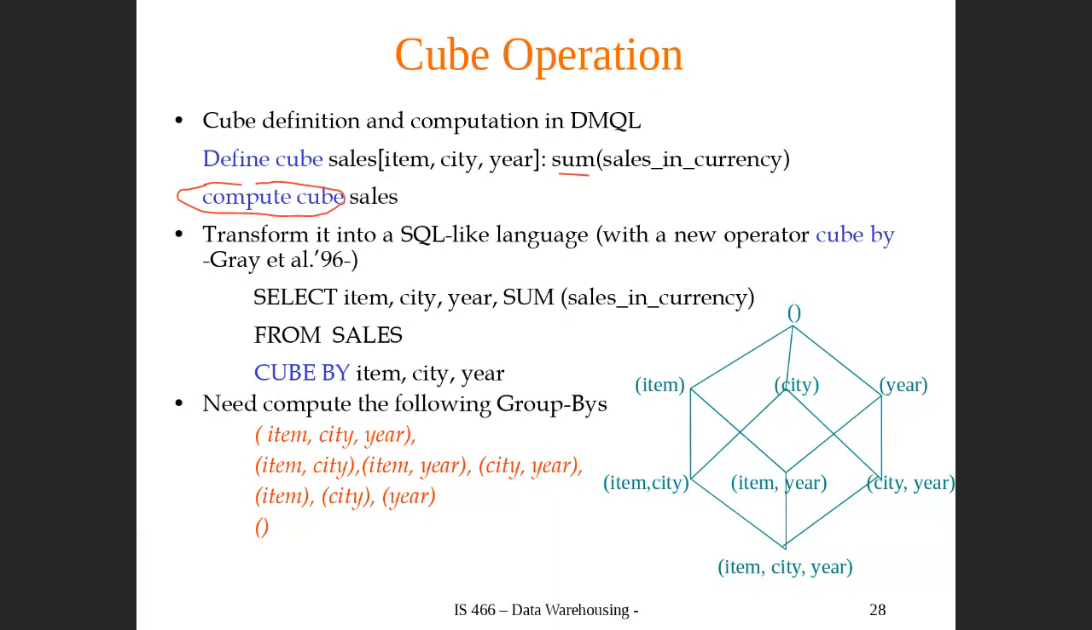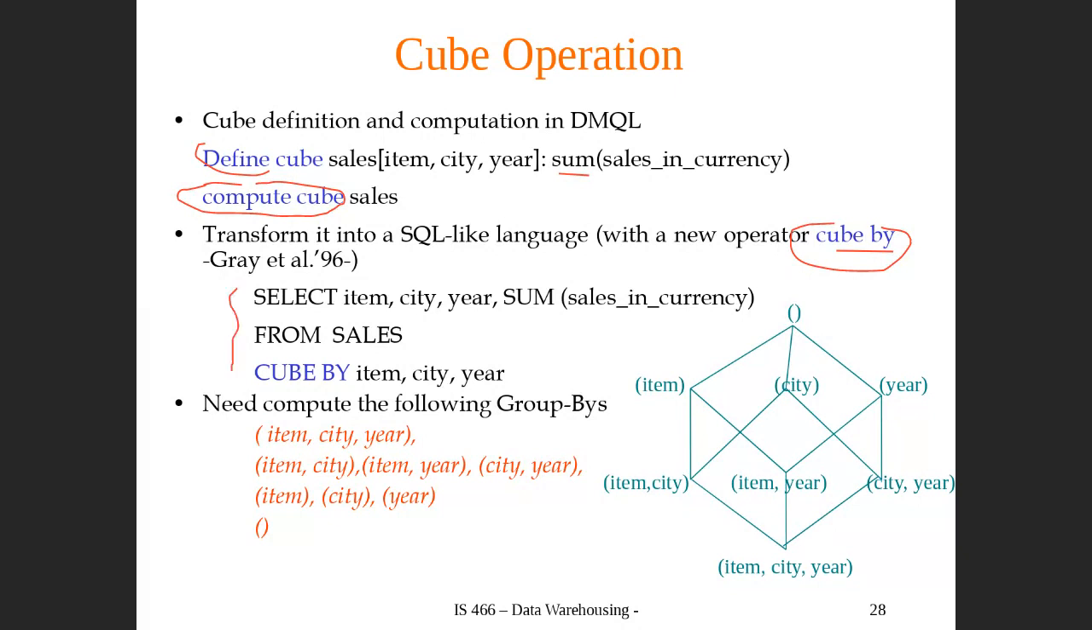What we will do is transform these into SQL-like language with a new operator, cube by. So, for example, these are the operators in SQL. We don't have the cube by there. Here we have define cube and compute cube. These are the operators in the DMQL.